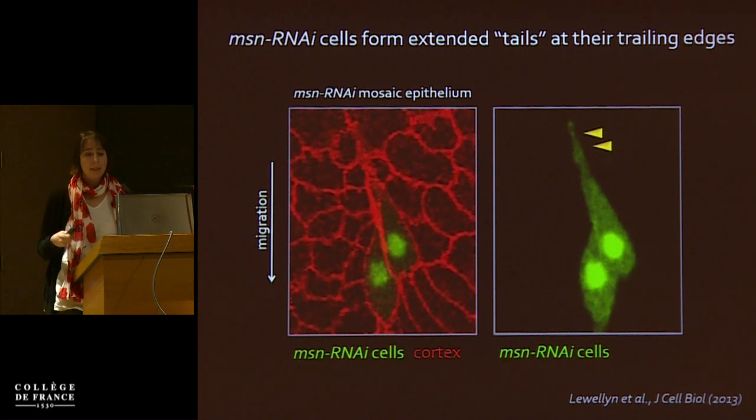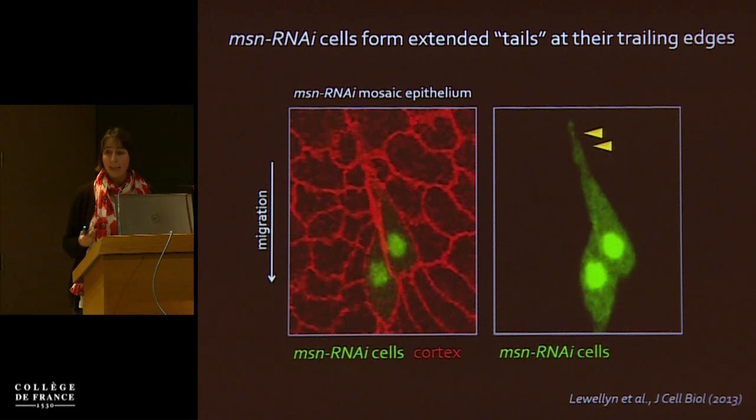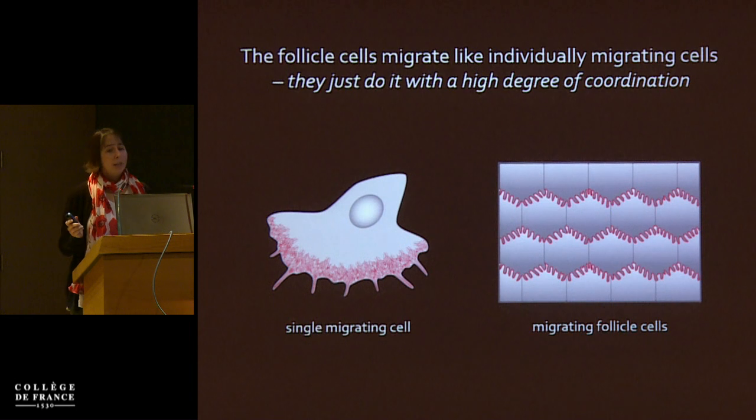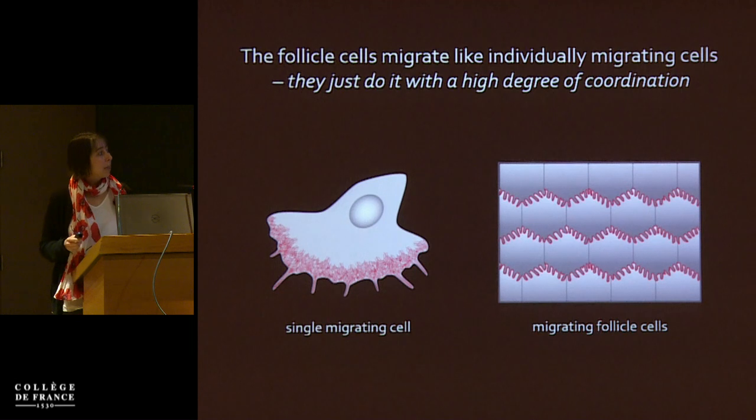So this told us that the follicle cells also require a release activity at their trailing edge to allow them to migrate properly. So basically, the take-home message from this early work was a pretty basic one, which is these cells migrate in the way that cells normally do. And what's actually remarkable about this system is the amazing degree of coordination that they show when they're doing it.